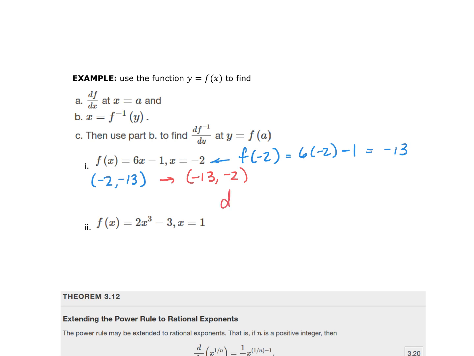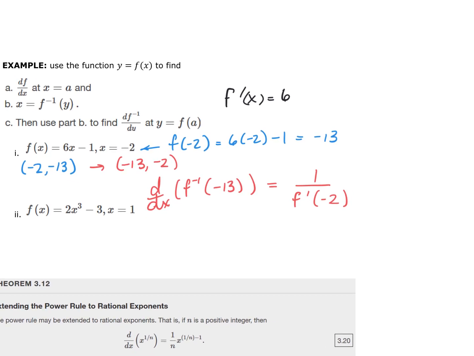So if I wanted to find d/dx of f inverse of, and notice I put -13 in here, this will be equal to 1 over the derivative of the original function evaluated at the input that is associated with that -13. And the input that's associated to the -13 is -2. So I'd just find the derivative of my original function. f prime of my original function is just 6. That means that this is going to be 1 over 6.